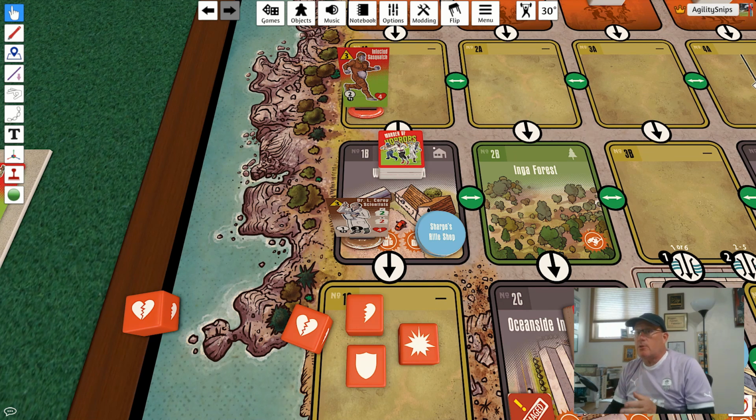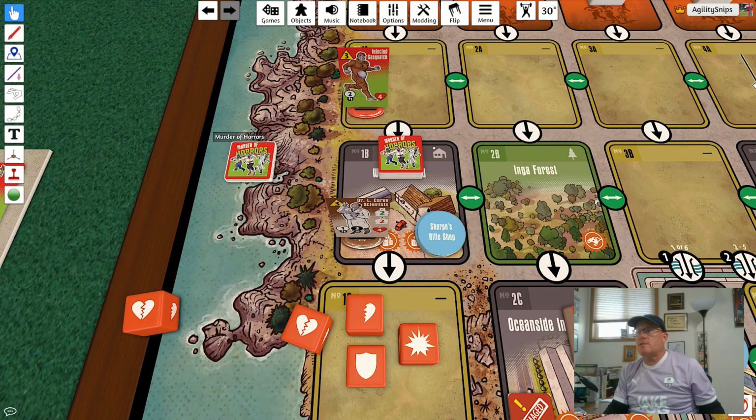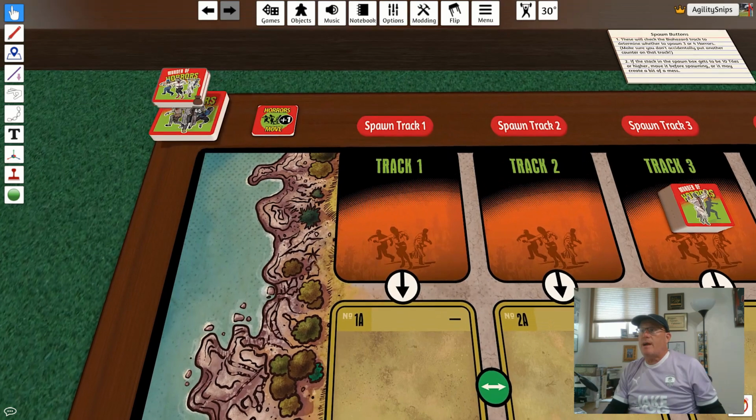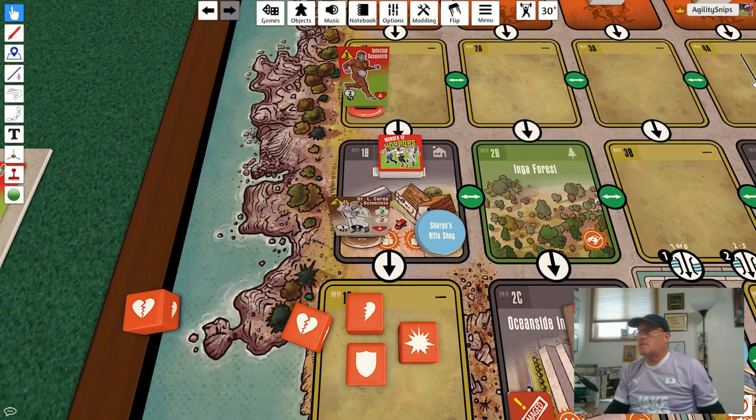And when you're dealing with a Murder of Horrors stack, you just remove the number of tiles that you did worth of damage. So in this case, I did 2 damage, so I removed 2 Murder of Horrors tiles, and I just put them back in their bag here, so they can spawn again later. The horrors did 1 hit worth of damage to me.